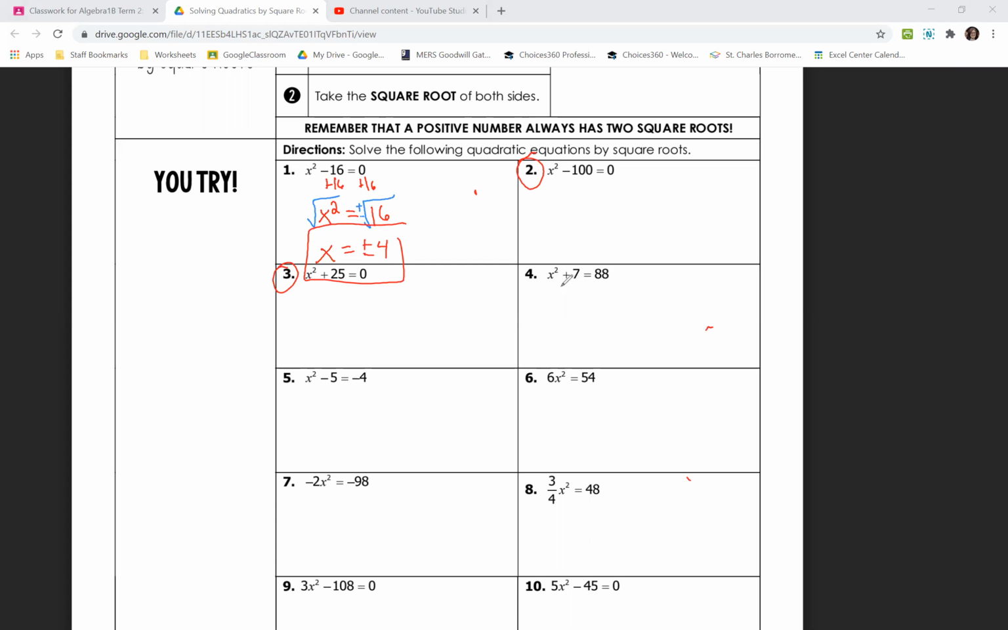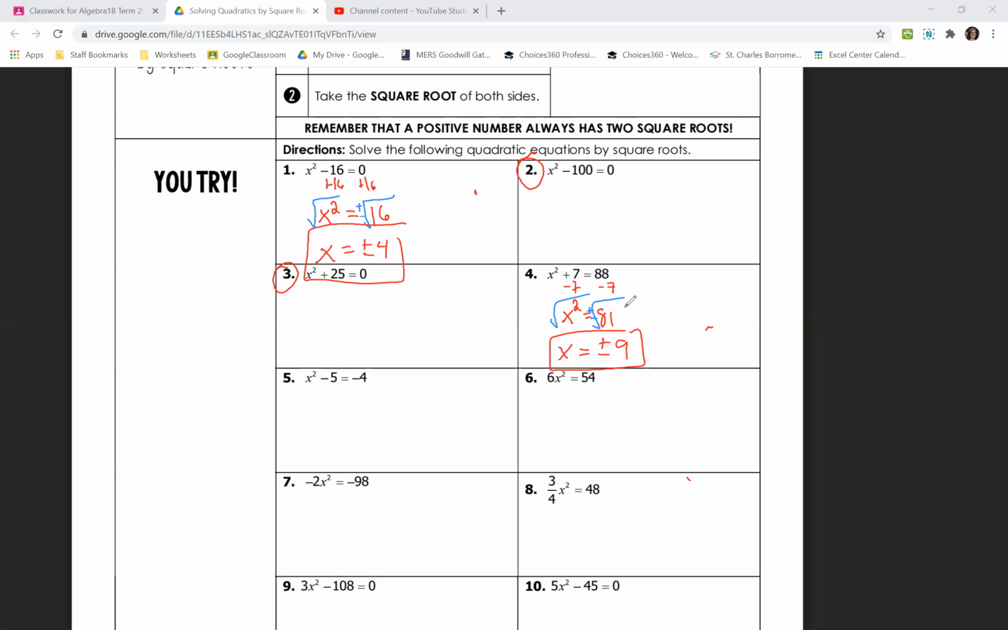Okay, so let's go ahead and do number 4. I had to subtract 7 from both sides. X squared equals, what is that gonna be? 81. All right, my x squared is isolated, so I could square root both sides, but I have to take the positive and the negative of that. So I have x squared equal, or sorry, not x squared anymore. They went away. X equals a positive or a negative 9.